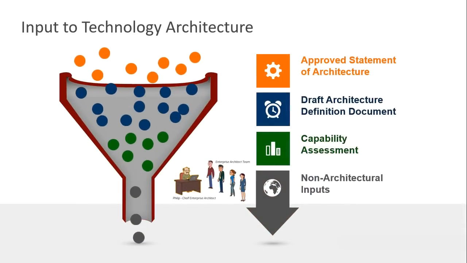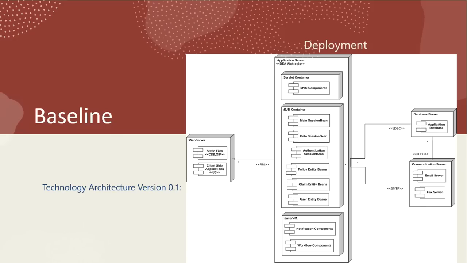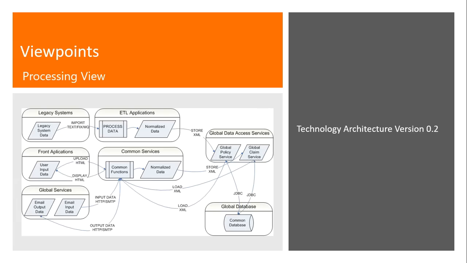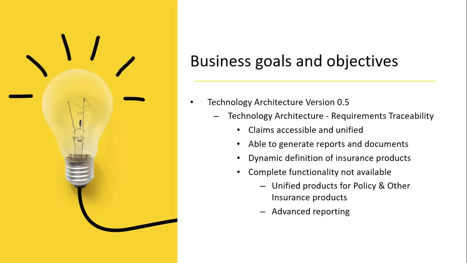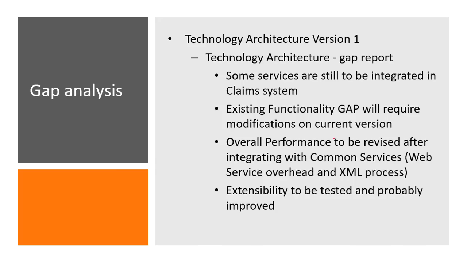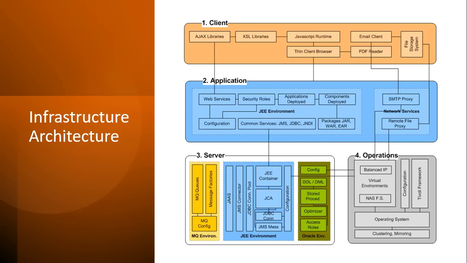So we will be talking about the input to the technology architecture. We will be covering what the baseline looks like, then the baseline of the deployment, the technology architecture, the viewpoints, what we are looking at from the networking, the processing views, the cost view, the viewpoints again, then the business goals and objectives, the criteria for the specification selection, the gap analysis, and the development architecture, the infrastructure architecture, how it looks like.